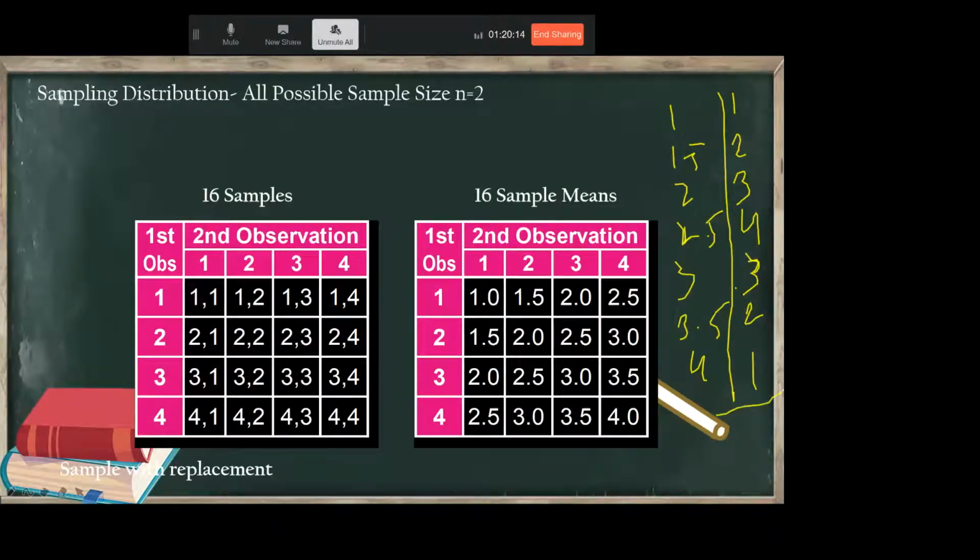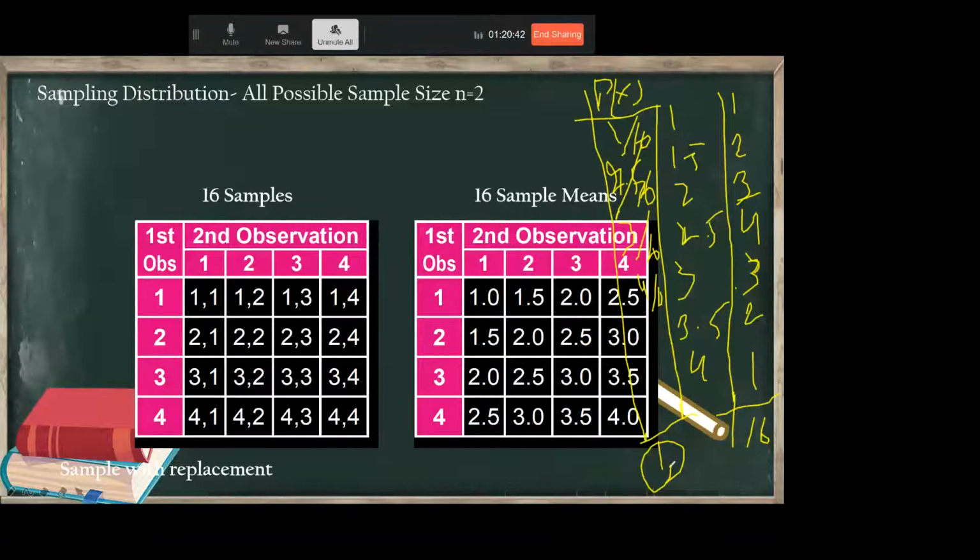So total, how many samples? 16. So what is the probability distribution? 1 by 16, 2 by 16, 3 by 16, 4 by 16, and so on. The sum of the probabilities is 1, which is 16 by 16. So that's the probability distribution of the sample mean, X bar. Is it clear to you so far?